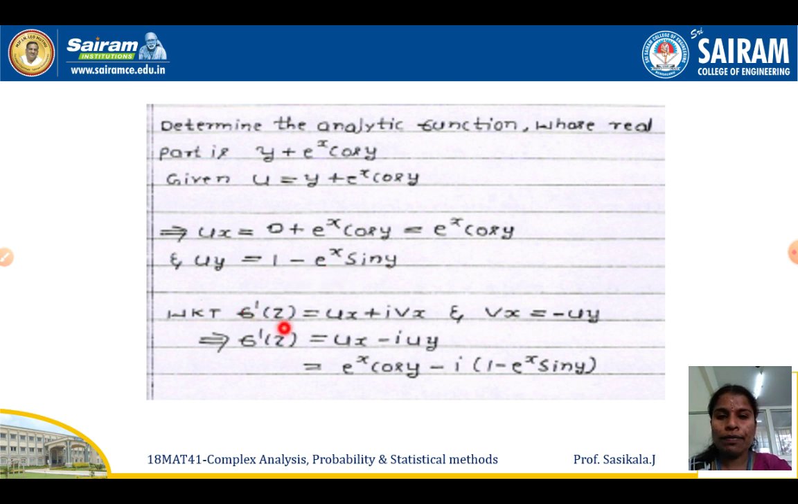And you can substitute in f dash, because you have to determine an analytic function and the real part is given. So using this real part, you can use that f dash. What is that? f dash is equal to u plus i vx as per the definition. Now what am I going to use? I am going to use the CR equations, which are satisfied because f of z is an analytic function. So vx is to be replaced by minus uy. So what will I get? ux minus i uy, which is equal to e power x into cos y minus i of 1 minus e power x into sin y.